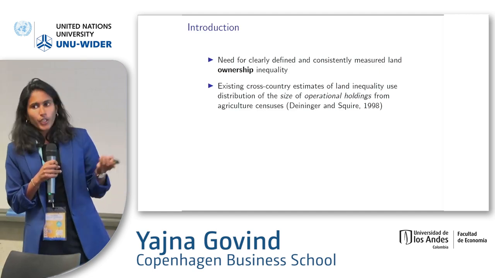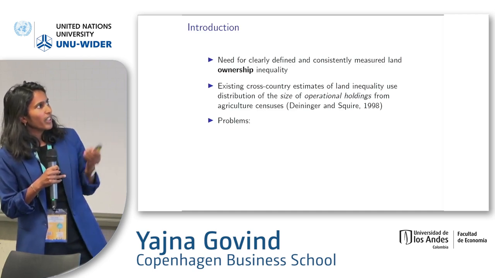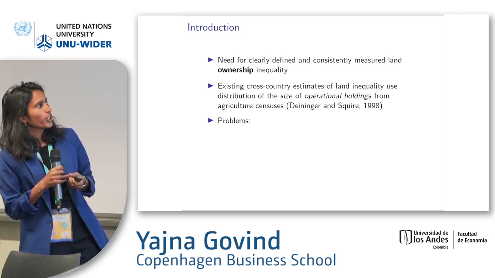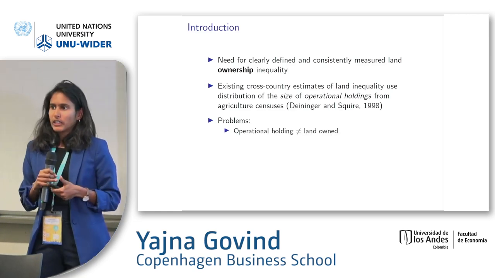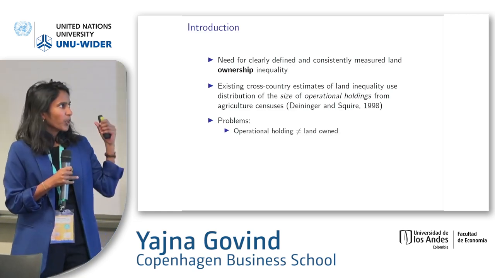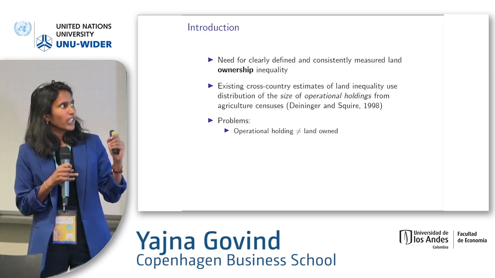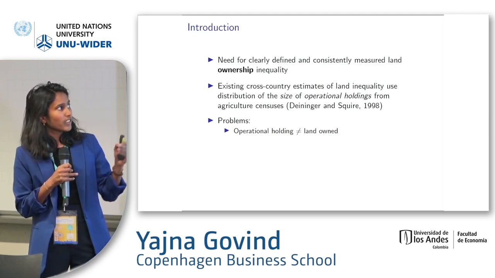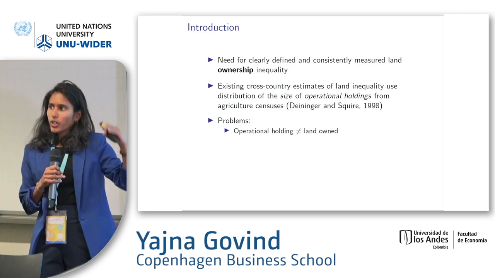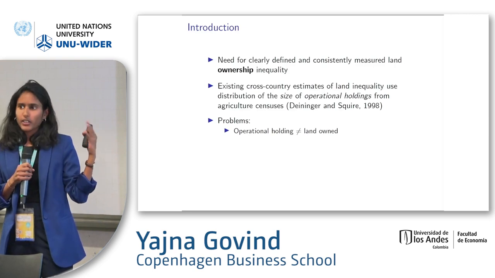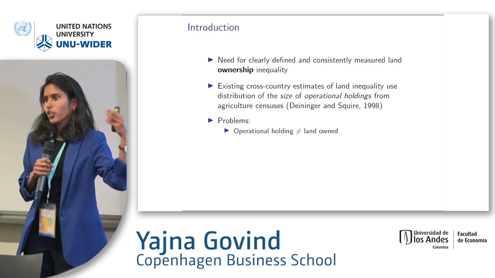The three main problems that I'm going to focus on when we want to consistently measure land ownership inequality are the following. The first one is that the definition of the measurement of land according to the agricultural census is to measure the size of operational holdings. And what we're going to argue in this paper is that operational holdings does not necessarily mean land ownership.